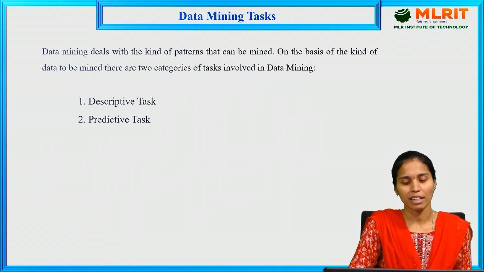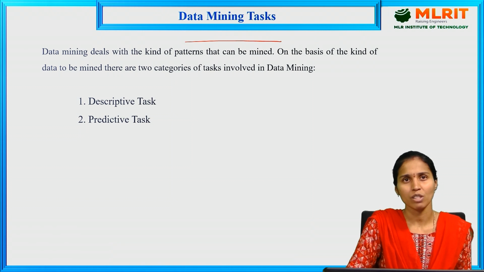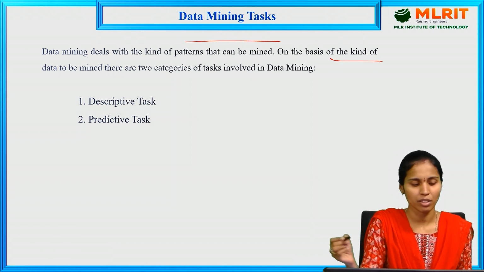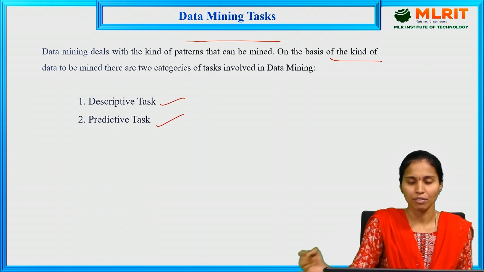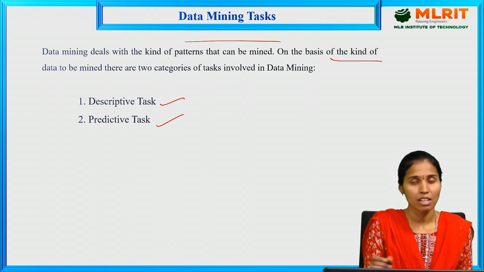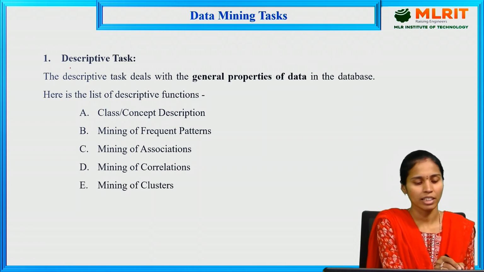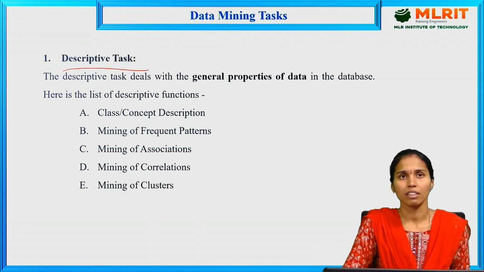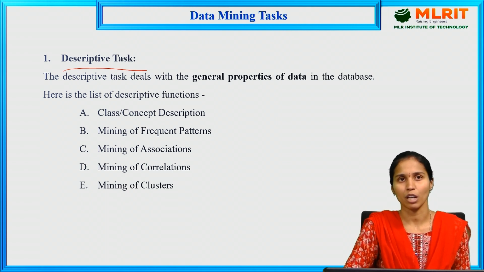Coming to data mining tasks. So data mining deals with the kind of patterns that can be mined. On the basis of kind of data to be mined, there are 2 categories of tasks involved in data mining. First one is descriptive task, second one is predictive task. Coming to first one, descriptive task. The descriptive task deals with the general properties of data in the database. Here is a list of descriptive functions.